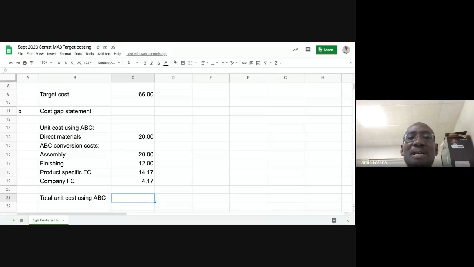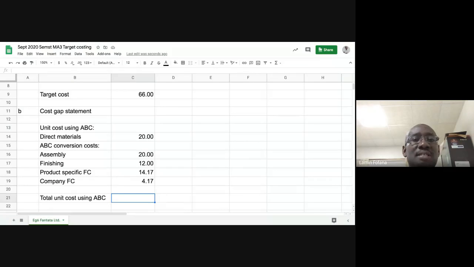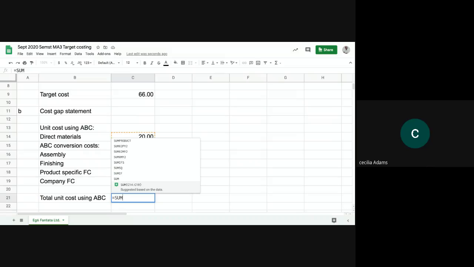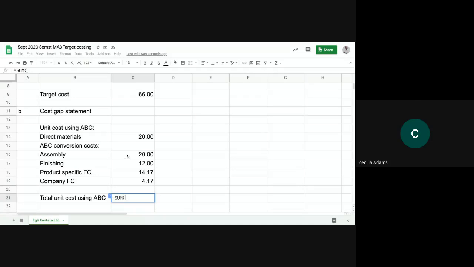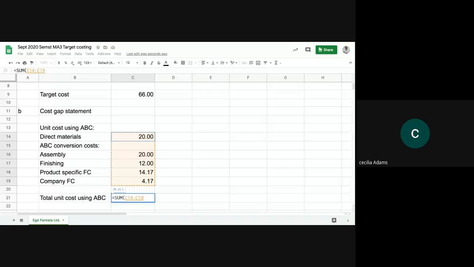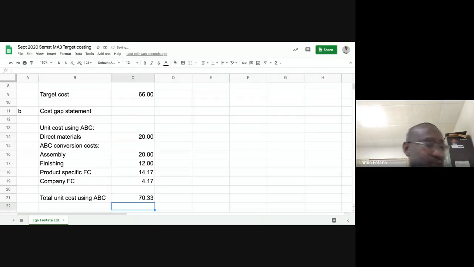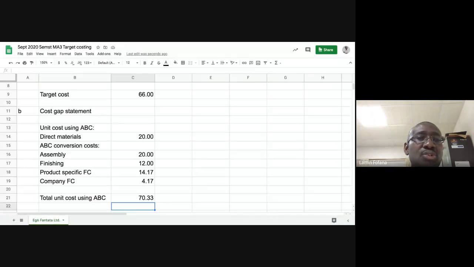Okay, go ahead. What formula do we put here? Equals sum. Okay, we say equals sum, bracket open C14 to C19, bracket close, enter. Thank you, Cecilia. That's a good one. So we have 70.33 as our unit cost using ABC.